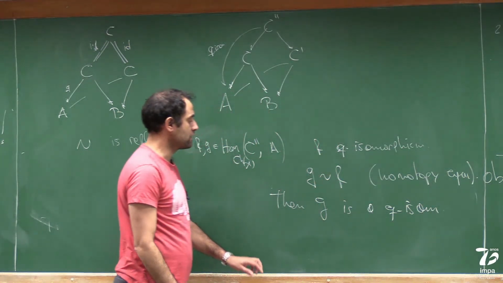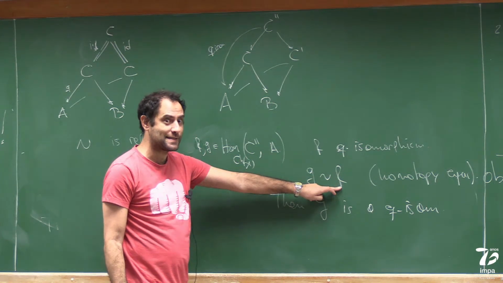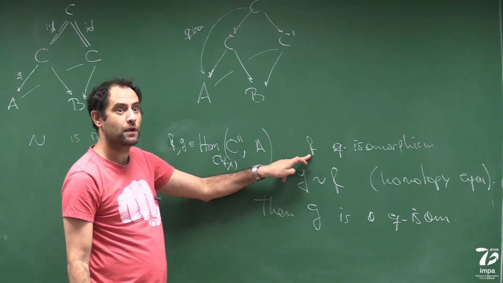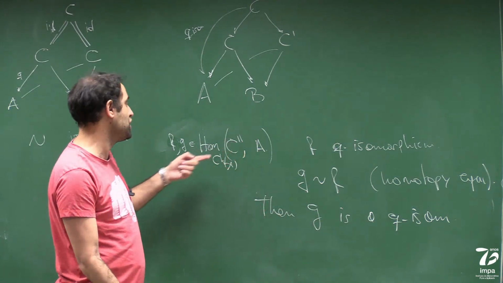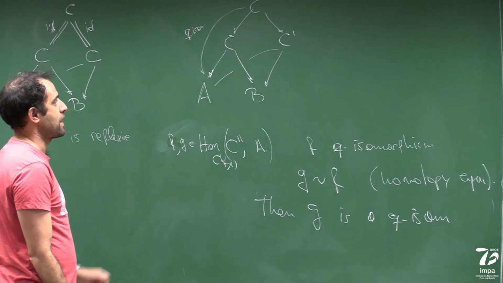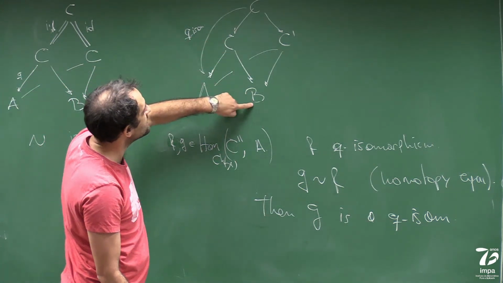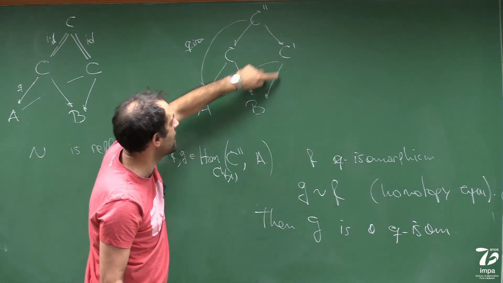This is clear because G being homotopy equivalent to F induces the same map in homology as F does, and F is an isomorphism. So that means that G is an isomorphism in homology, and since G is a map of complexes, it is a quasi-isomorphism. So if this morphism in the derived category is equivalent to this one, then this one is equivalent to this one.